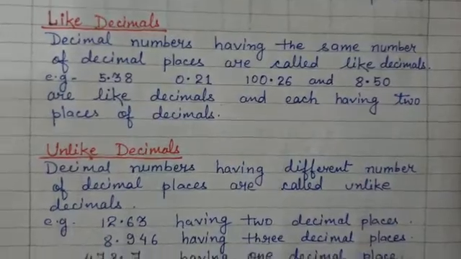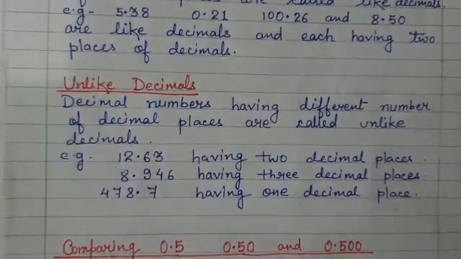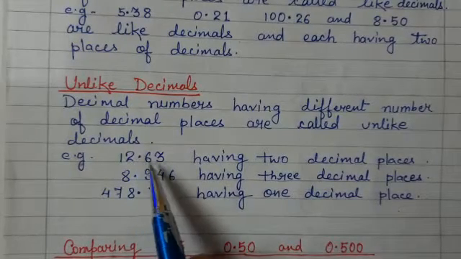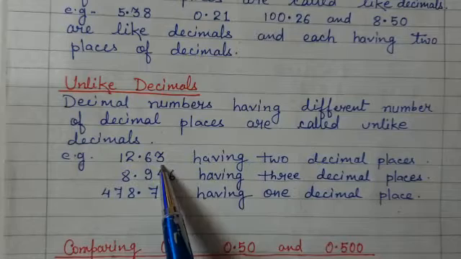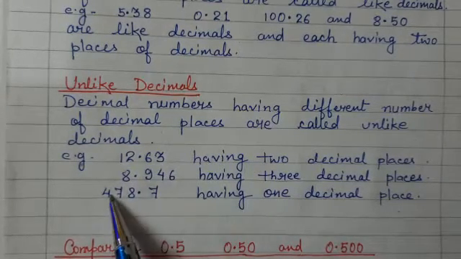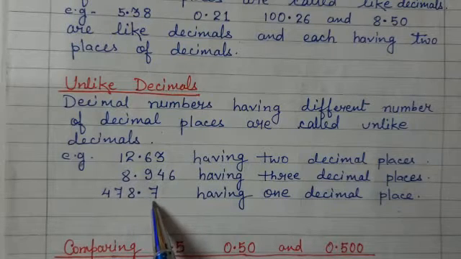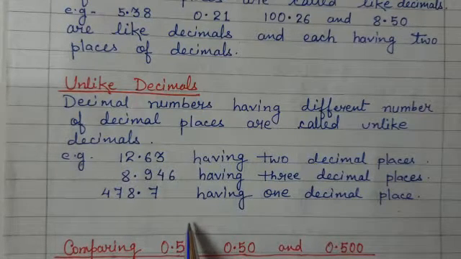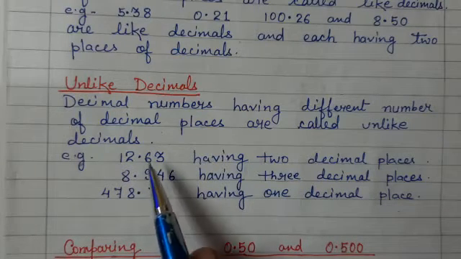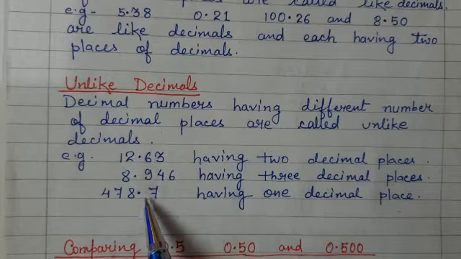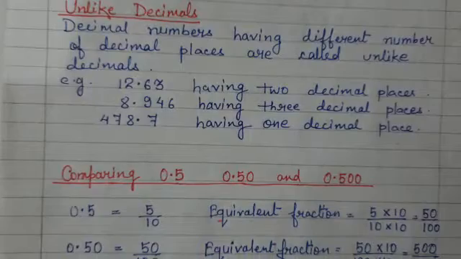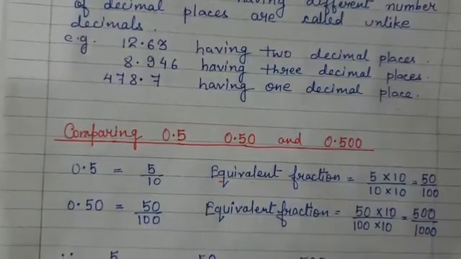And unlike decimals are decimal numbers having different numbers of decimal places. For example, 12.63 having 2 decimal places, 8.946 having 3 decimal places, and 478.7 having only 1 decimal place. As they have different numbers of decimal places, therefore they are unlike decimals. Now see a very interesting result when we compare these 3 decimal numbers.